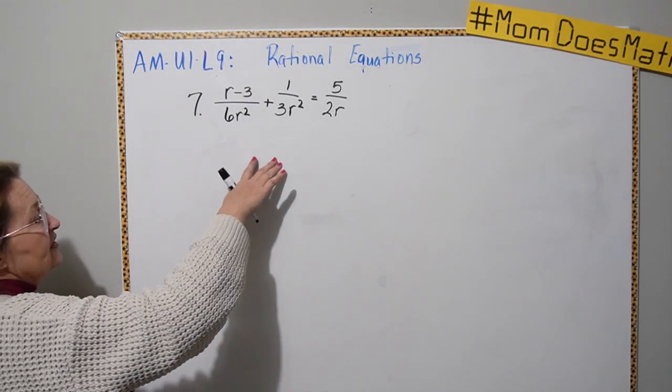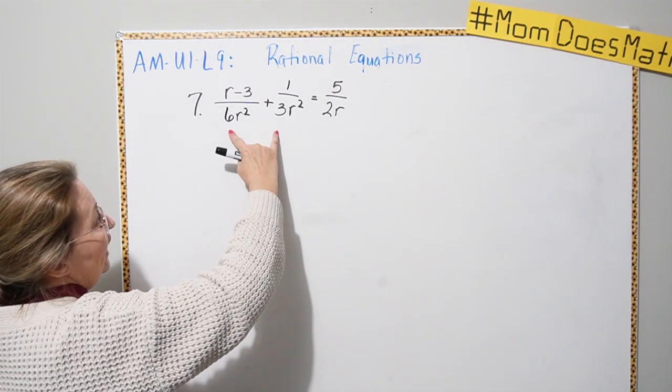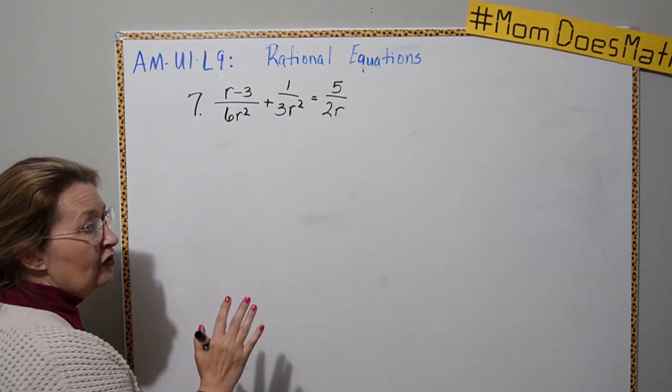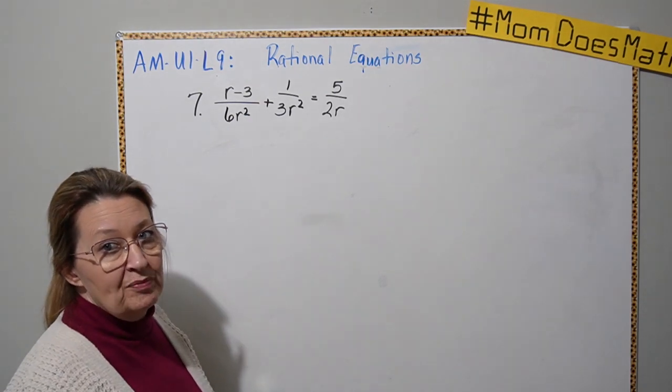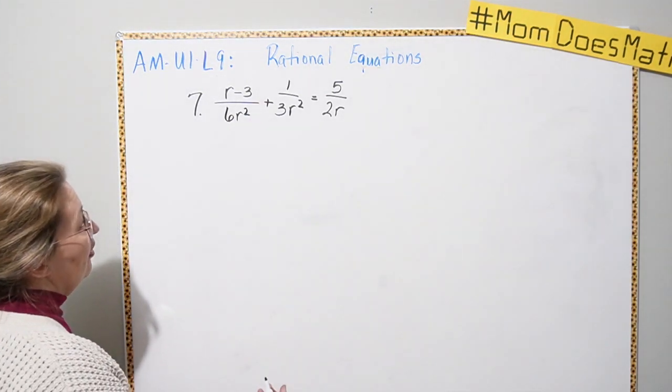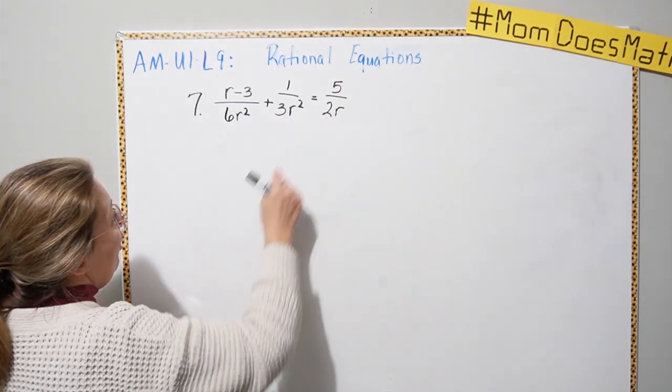Okay, number 7 is here, and we look at these. I do not have a single fraction over here on the left, so I can't use the proportion method. I'm going to use least common denominator. So I look at my 3 denominators.